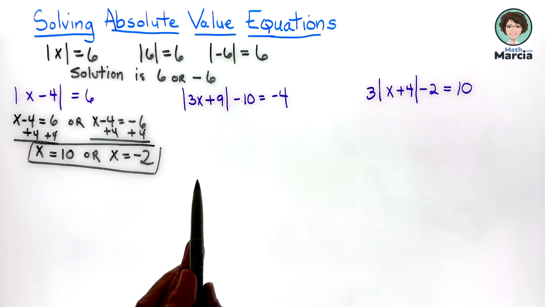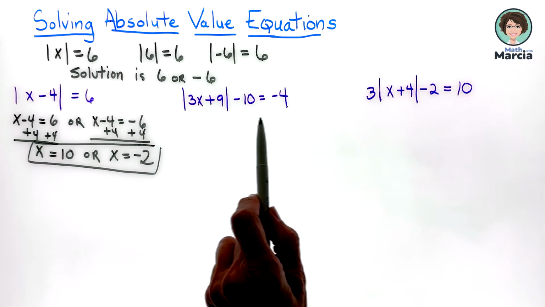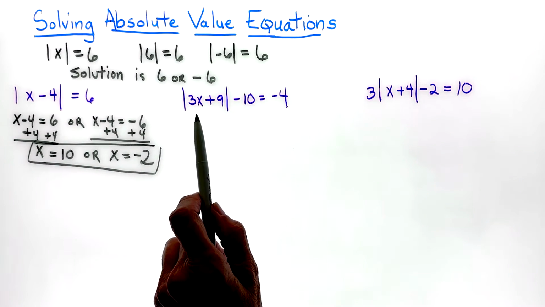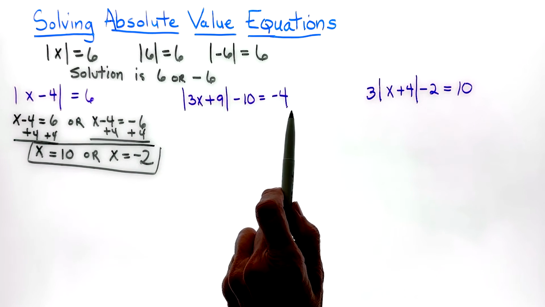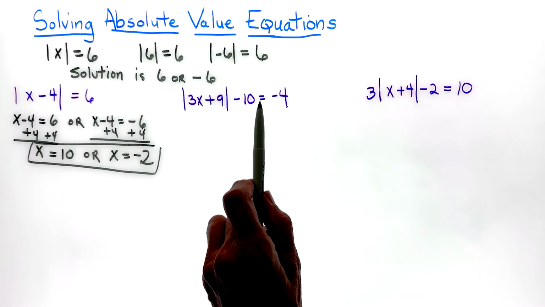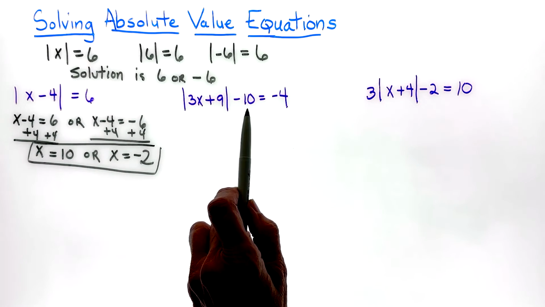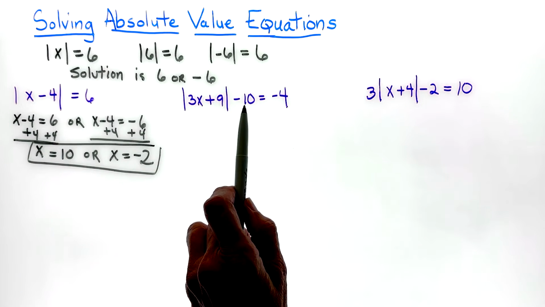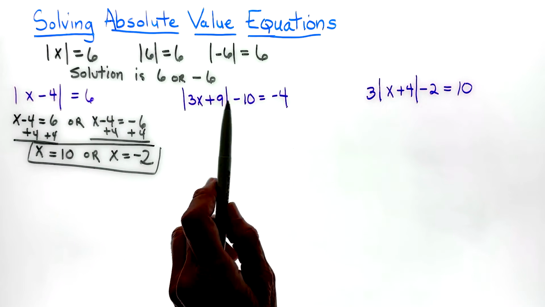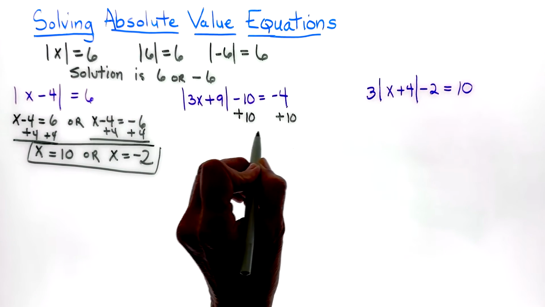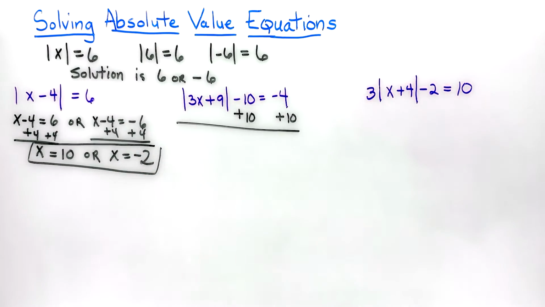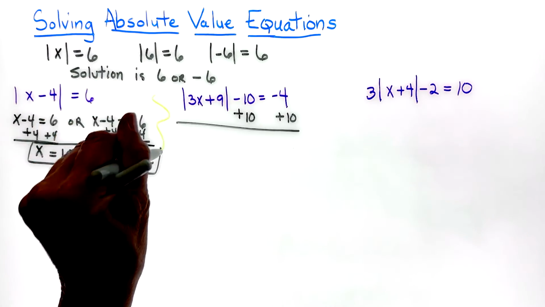Well, when you have a problem that looks like the second problem that we have here, the absolute value of 3x plus 9 minus 10 equals a negative 4, you always must add or subtract if there is a number outside of your absolute value symbol. It's kind of like the order of operations for solving equations. You have to add or subtract first. So I am going to go ahead and add 10 to both sides. I'm going to draw a little squiggle line to separate my problems. There you go.